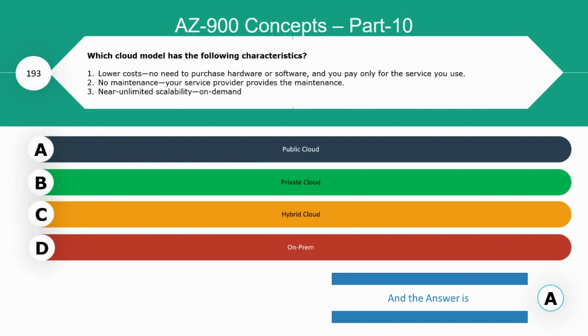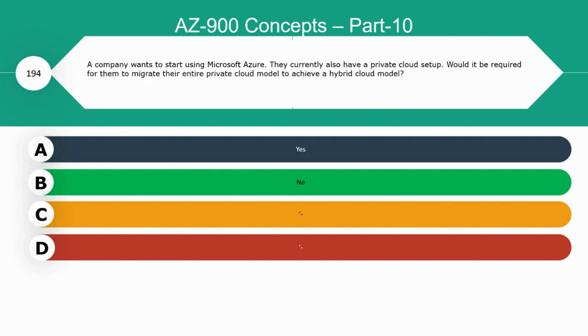See, here maintenance is required for on-premises, hybrid, and private cloud models. Scalability is also a concern with on-premises, hybrid, and private cloud models. With that, the public cloud model is the right answer for this question.